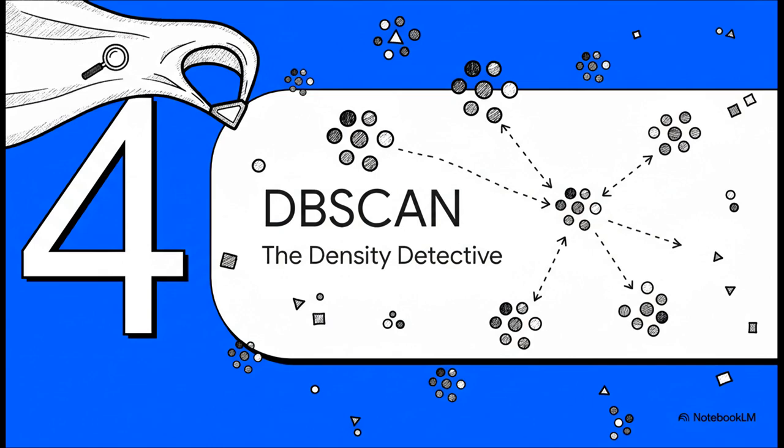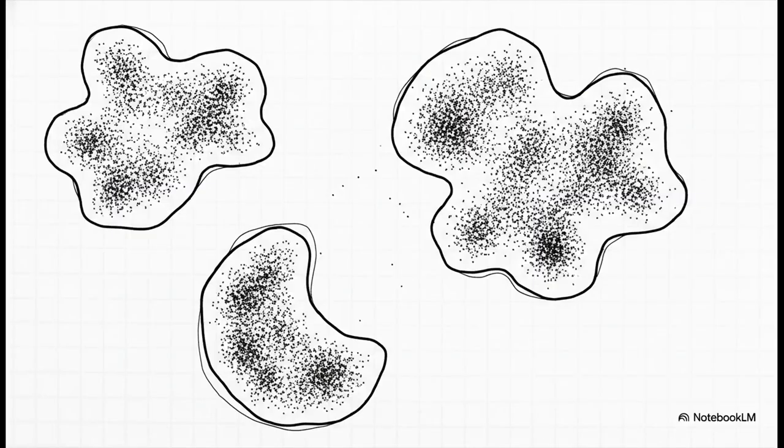So let's meet DBSCAN. If K-Means is the fast organizer, you can think of DBSCAN as the careful density detective. DBSCAN has a completely different philosophy. Seriously, it could not be more different from K-Means. It doesn't care about finding centers. Not at all. Instead, it looks for crowded neighborhoods, areas where a bunch of data points are packed tightly together that are separated by empty, lonely spaces.